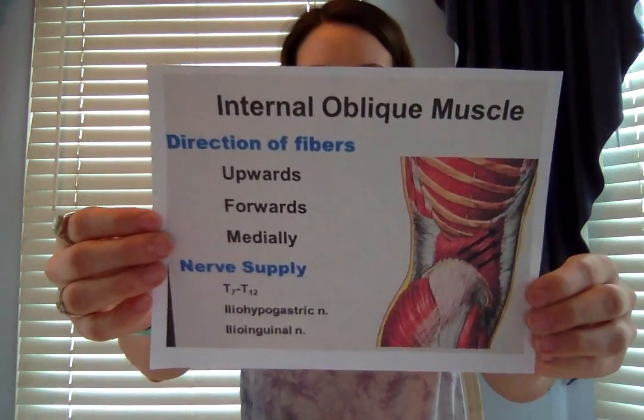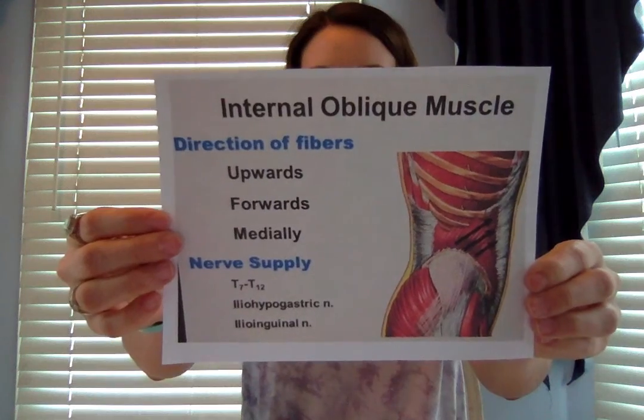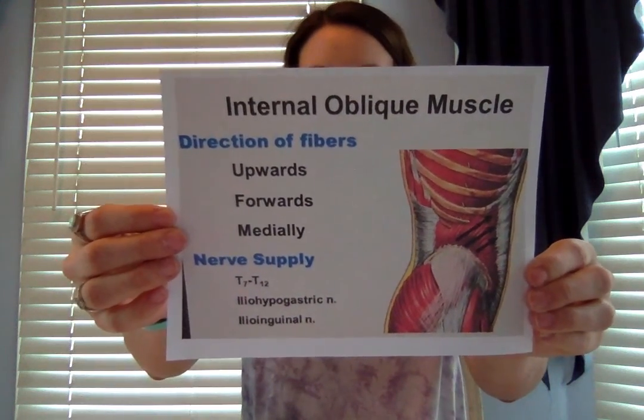The next muscle I want to talk about is the internal oblique muscle. Its fiber directions are upwards, forwards, and medially. So those would look something like this, kind of opposite of the external oblique. It originates on the iliac crest and the inguinal ligament to insert on the lower 3 ribs, the linea alba, and the pubic crest. It's got similar actions to the external oblique, minus one of them.